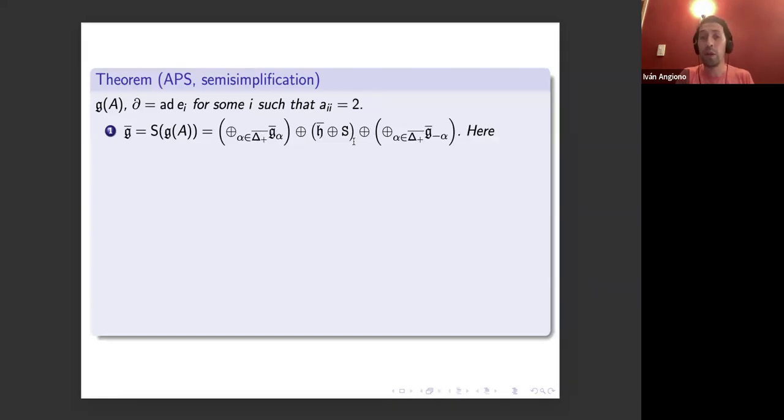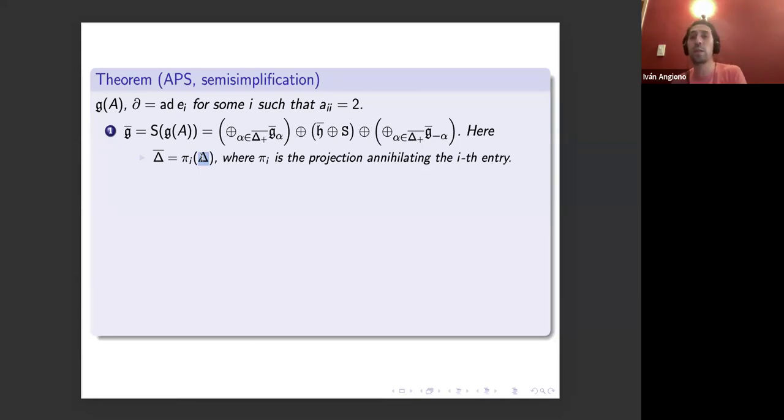You have again a triangular decomposition with a positive, a negative part, where the degrees are minus the degrees in the positive part, and some part in degree 0. What is this? This delta bar, what you do is you take the initial root system, and you project by annihilating the ith component. So we move from Z to the theta to Z to the theta minus 1. We kill the ith component.